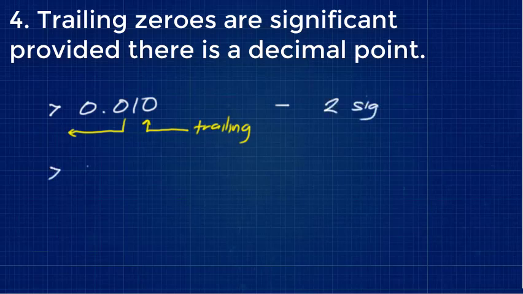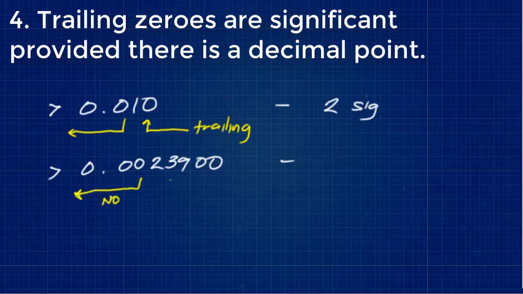Another example would be 0.00233900. Here, let's look at the left side. This is not significant. But these zeros on the right side are significant. And this has 6 significant figures.